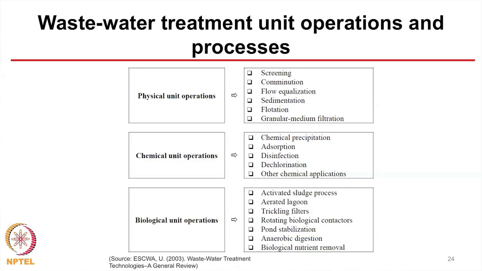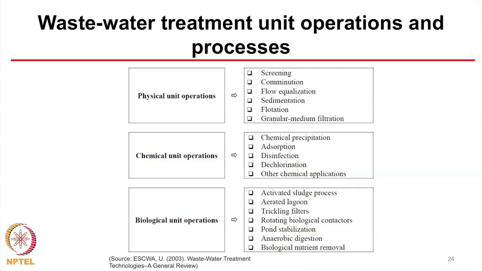Okay. So assuming that for centralized or even decentralized with some good scale, you need some kind of collection system. And for that, you have to keep in mind either the combined sewer system or the separate sewer system. And these are some wastewater treatment unit operations and processes. Okay, so basically there are some physical unit operations that we use for wastewater treatment, such as screening, flow equalization, sedimentation, flotation or granular filtration, and those are used at various stages.